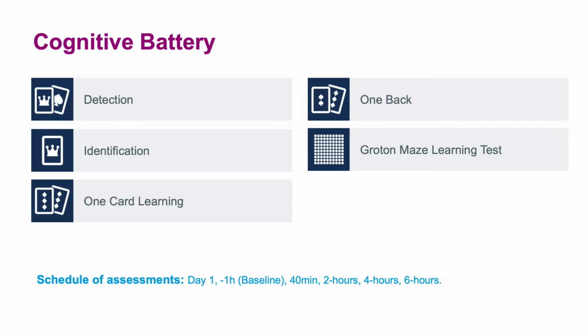Now, the schedule of assessments in this study was quite condensed. So there was a baseline assessment 1 hour prior to dosing, and then follow-up assessments at 40 minutes, 2 hours, 4 hours, and 6 hours. So given that the cognitive test assessments were 1 to 2 hours apart, the study team would have had to be really conscious of the length of the battery, given that other assessments would have been fitting in between as well.